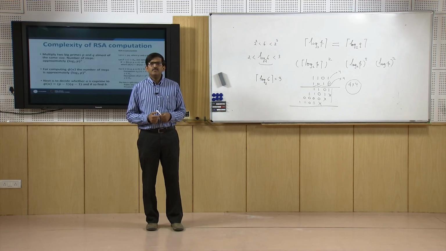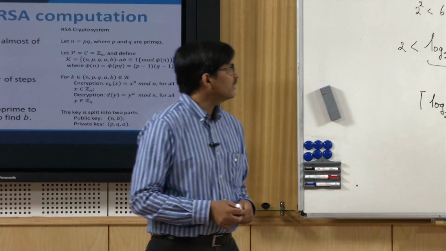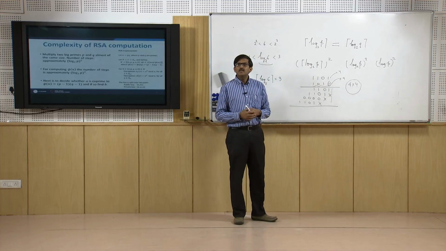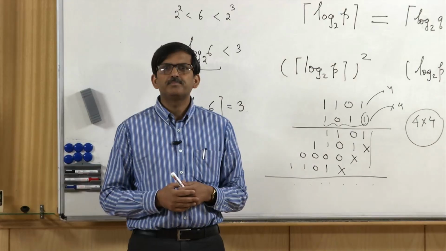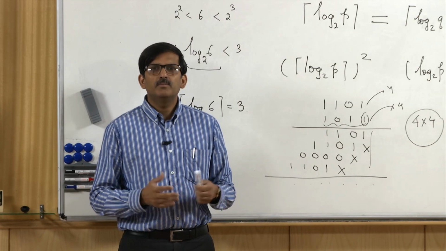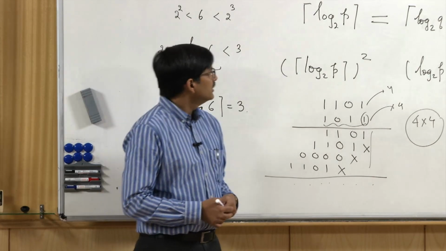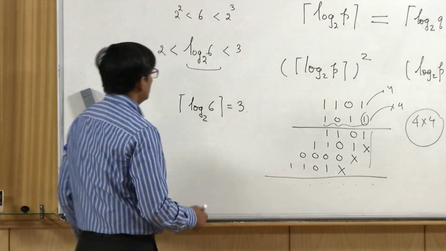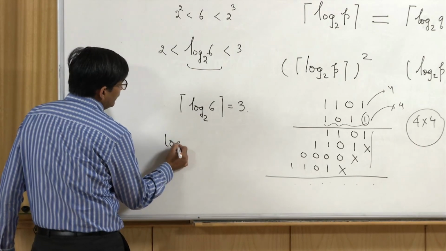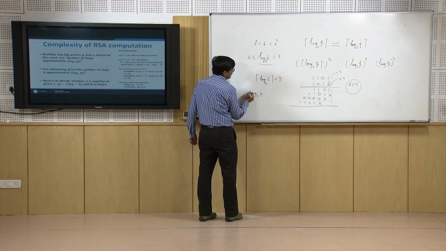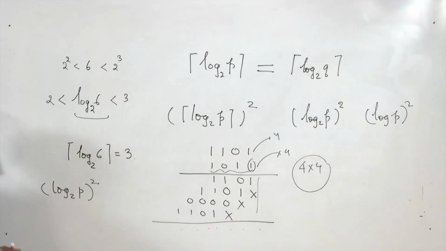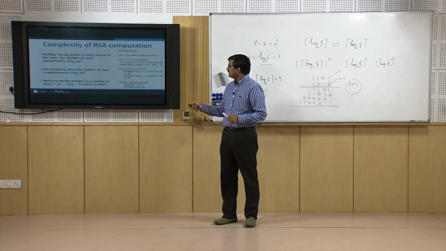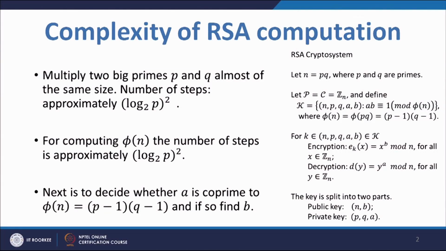Now, if we have in general two numbers, as we have seen here, I can talk about the number of bits that are required to represent them. So, the multiplication can be done in roughly this many steps, log 2 square. So, that is what I have written in the first line, it is here. So, that is how to compute n.